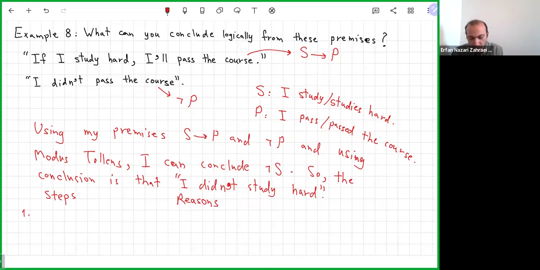Step one, I have this as my premise, as my assumption. That's the reason: it is a premise or an assumption. Next one, this is another premise that I have.